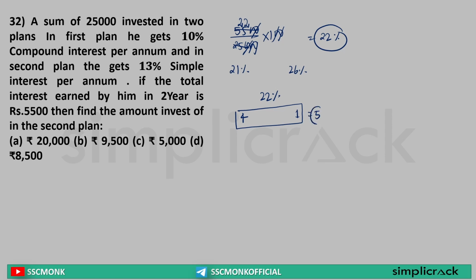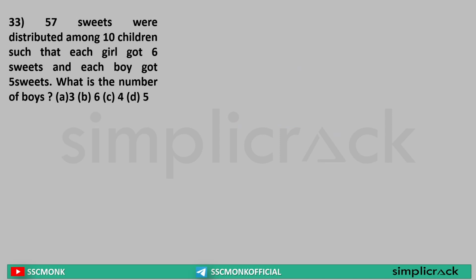total part is 5. So this 5 part is equal to total investment amount 25,000. So one part is equal to 25,000 by 5, that is equal to 5,000. Sir, if one part is 5,000 rupees, amount invested in the second plan, that means one we are talking about, which will be equal to 5,000 rupees. Clear? Yes or no? If it asks about the first plan, it will be 5,000 into 4 is equal to 20,000.